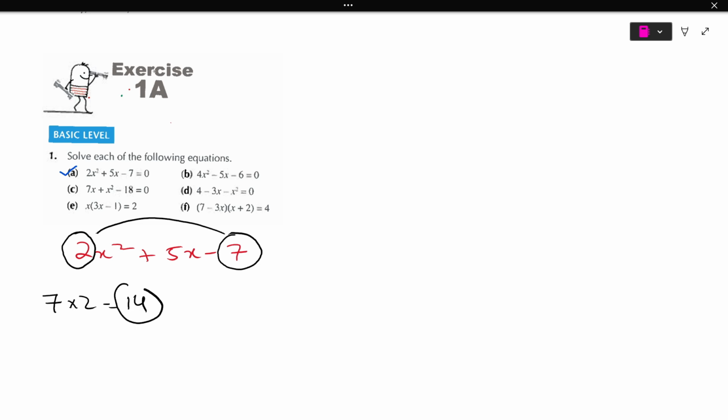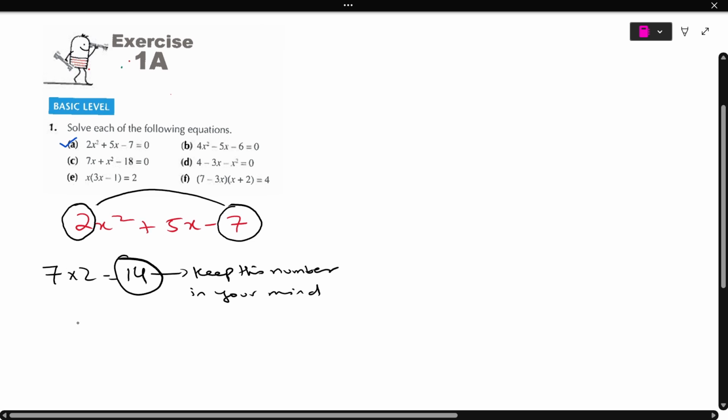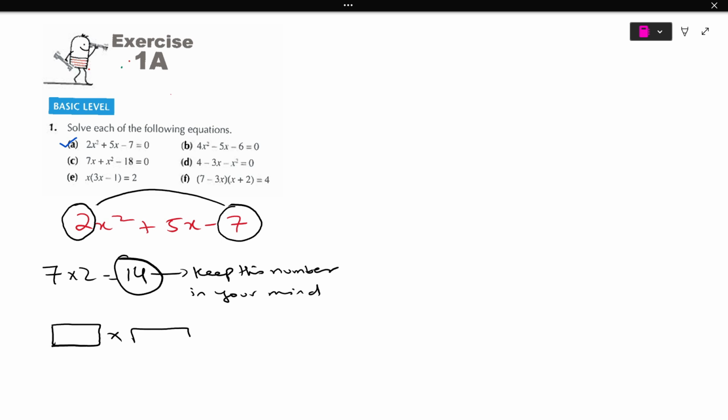Now keep this 14 in your mind, right? Keep this number in your mind. Okay, and now you need to think of two numbers which when multiplied will give you 14, and when added or subtracted will give you your middle term, which is 5.